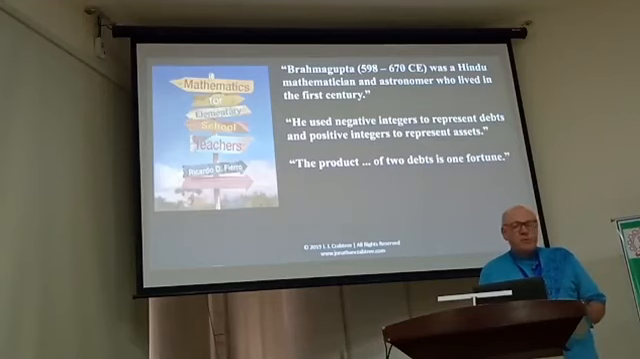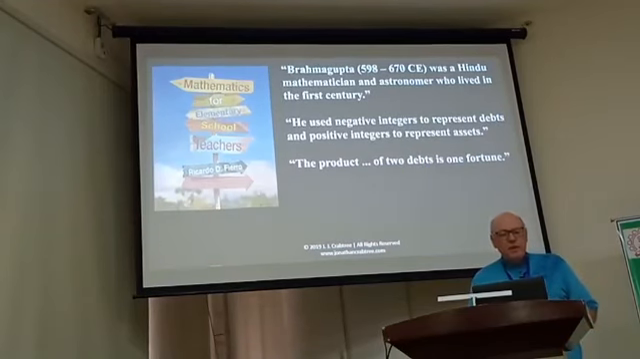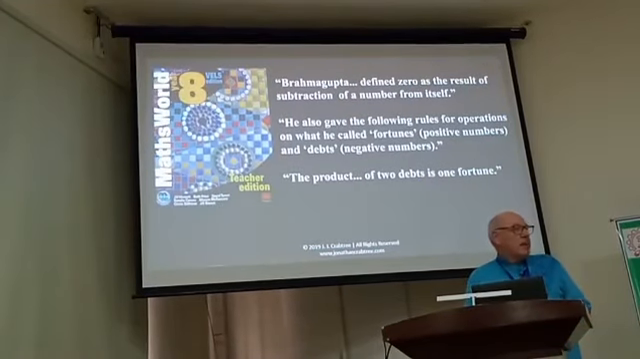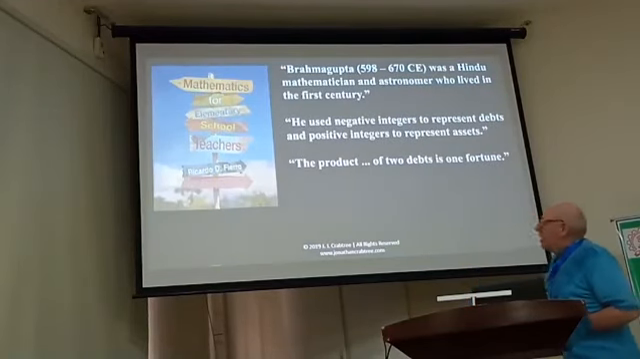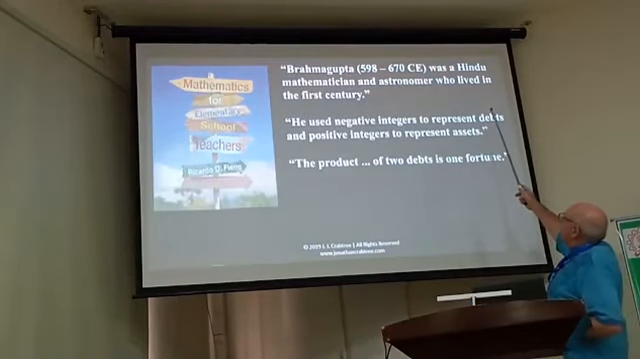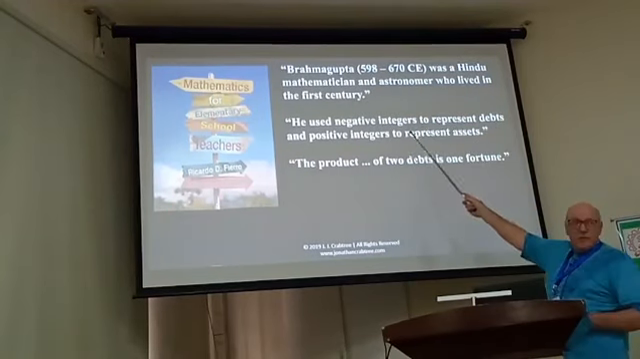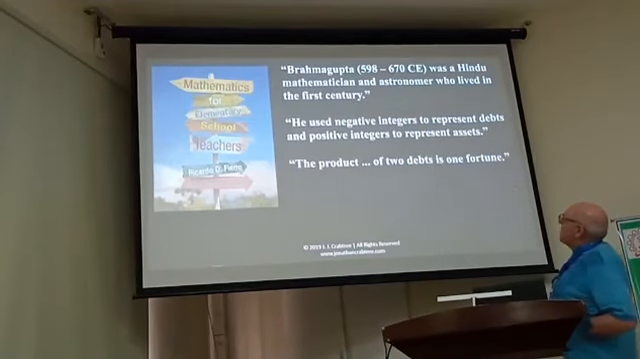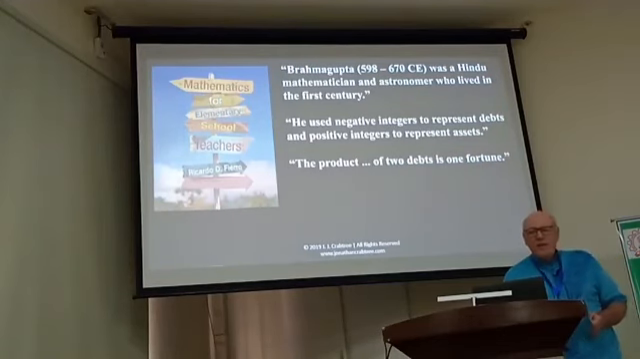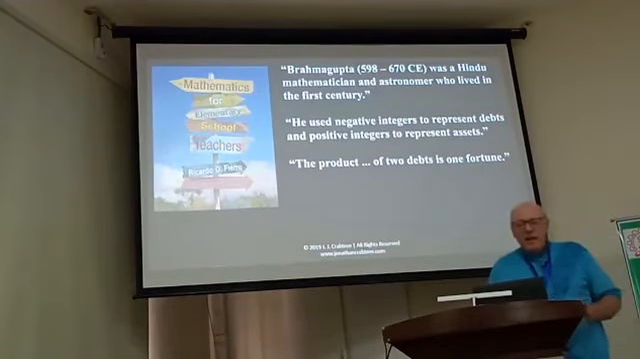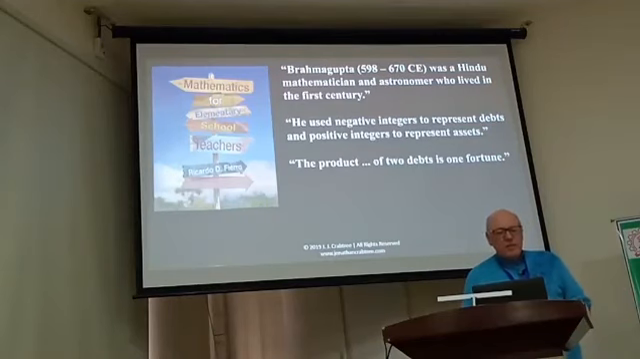So here's another book. This one here is an Australian textbook. This one here, I think, is from North America. Brahma Gupta, and it's even got the years of his birth, was a Hindu mathematician and astronomer who lived in the 1st century. So much for quality control. And again, there's the idea of debts and assets, and the product of two debts is one fortune.